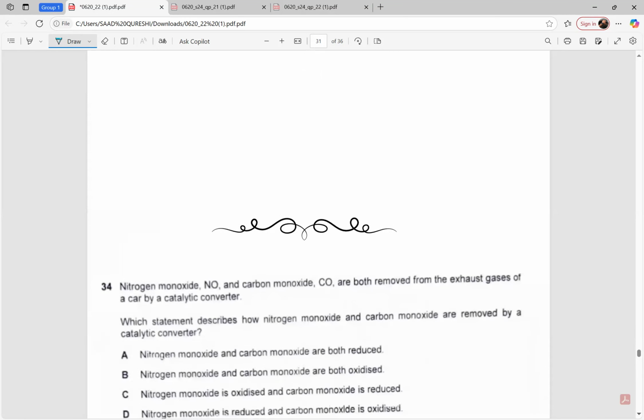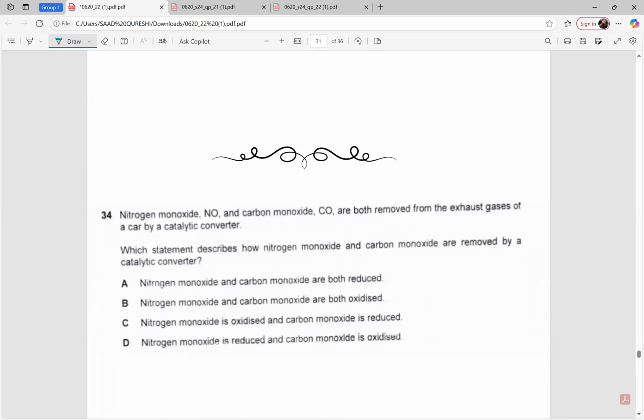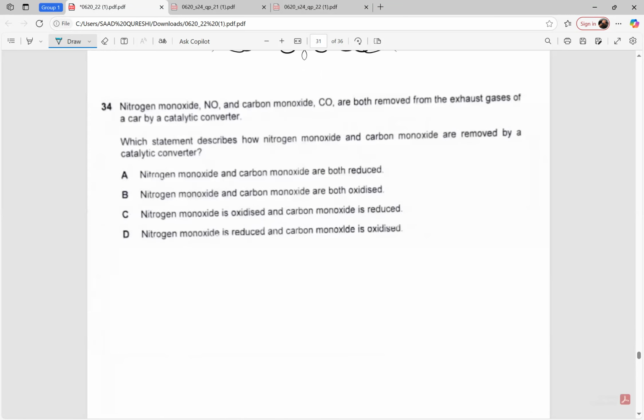34. Nitrogen monoxide and carbon monoxide are both removed from the exhaust gases by the catalytic converter. Which statement describes how nitrogen monoxide and carbon monoxide are removed from the catalytic converter? Now, if you remember the equation of the catalytic converter, in the car engine, because of high temperature, we get nitrogen monoxide, and because of incomplete combustion, we get carbon monoxide. Both of these gases are very, very harmful.